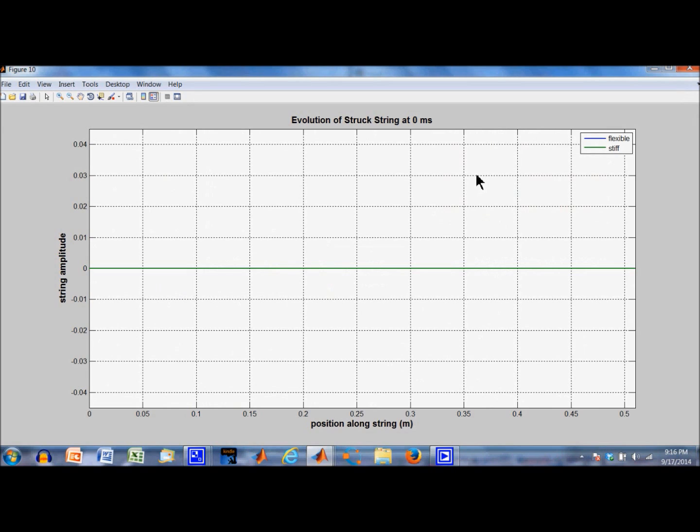Okay, let's start the simulation. We're going to strike the string. There, we did it. It generates this pulse, which starts to move along the string. There's a little separation here between the green and the blue. The green is the stiff, the blue is the flexible. Here's a reflection. Notice there's a little bit more separation after that reflection.